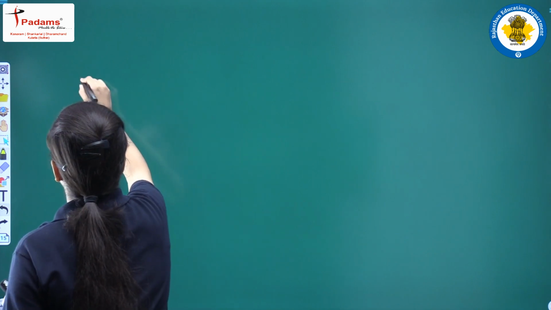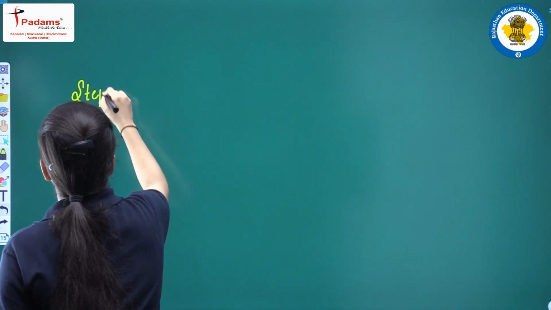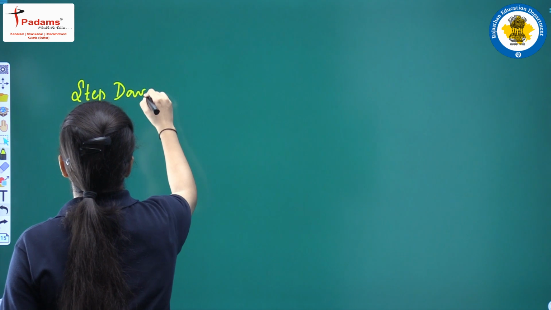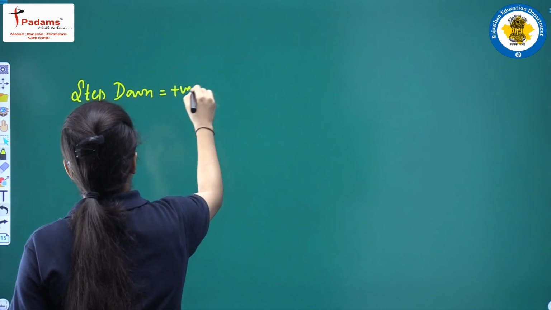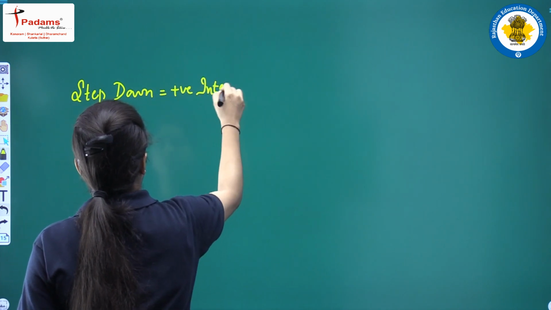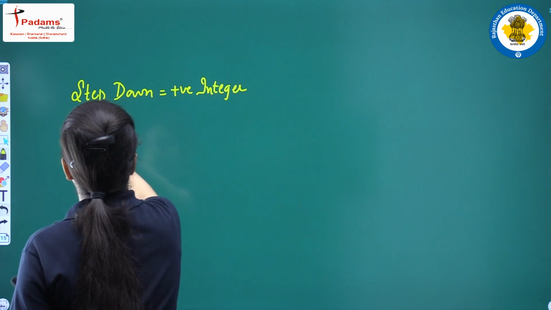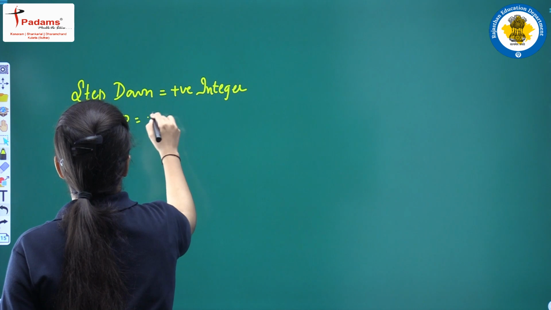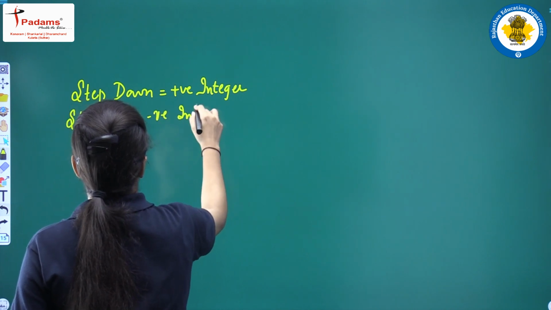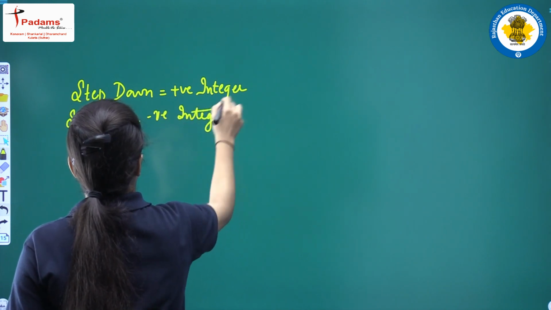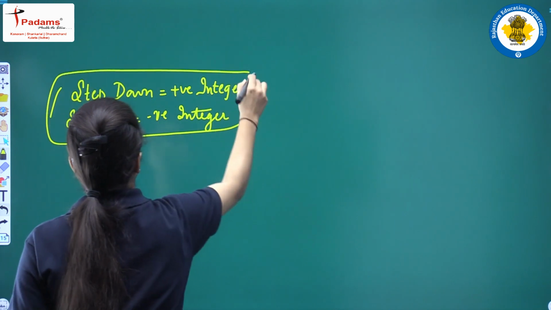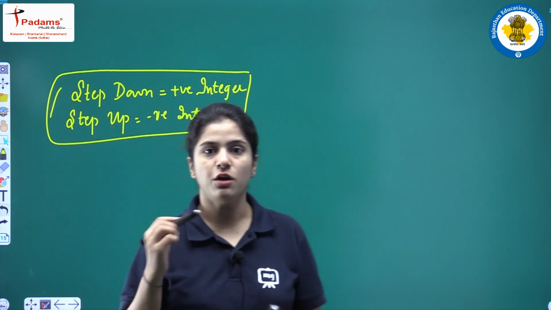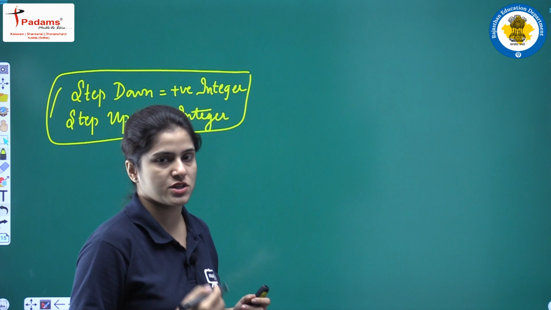So I am writing it here. Step down means positive integer and step up means negative integer. So just keep this particular thing in your mind. So let's do the first question.